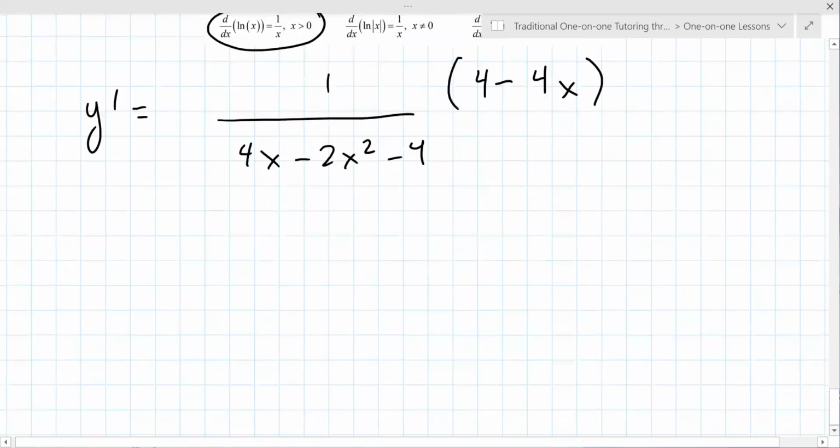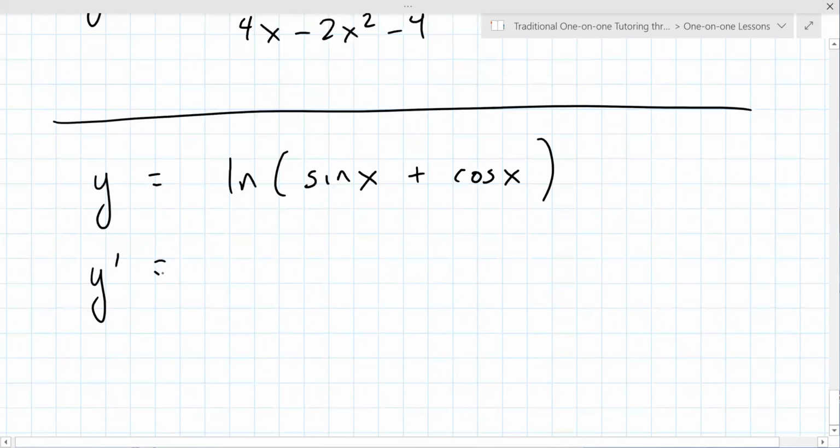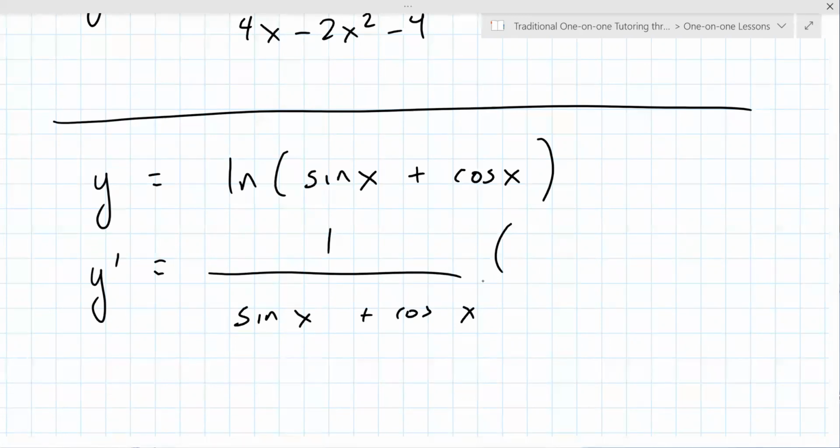All right, so now let's try another one. Let's say y equals natural log of sine x plus cosine x. Okay, so y prime equals 1 over everything, sine x plus cosine x, times... Do you put it above? It's always in the numerator. Yep. Okay.